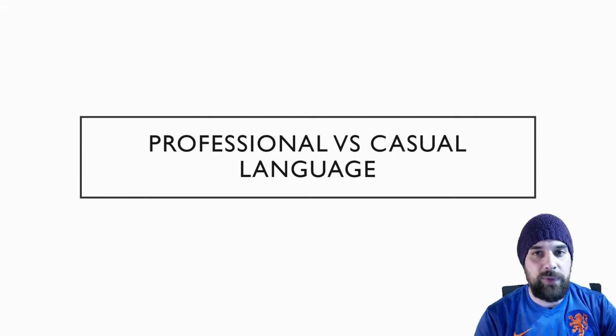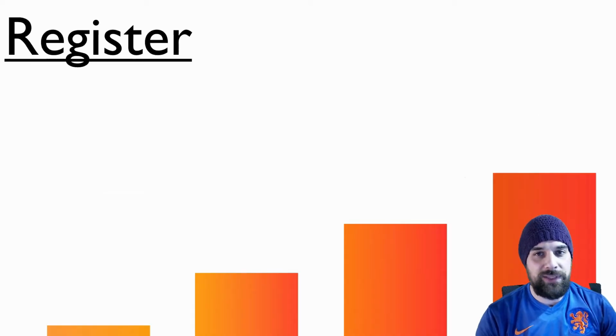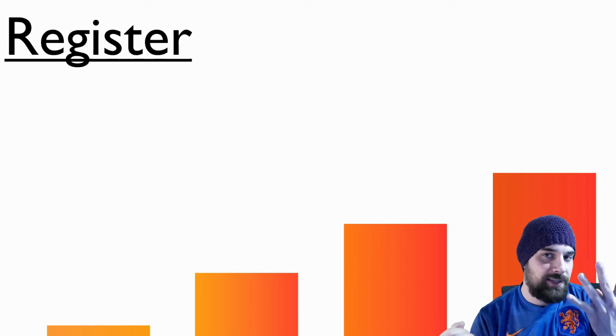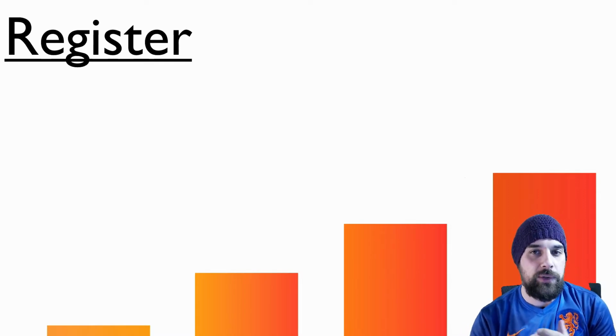So the first concept we need to look at in order to be able to sound professional is the idea of register. If you're wondering what that means, it's basically how smart or not smart you sound when you speak. That's the simplest definition I can give you, but it's obviously a lot more complicated than that. So I've identified 4 main registers that we use in the English language.